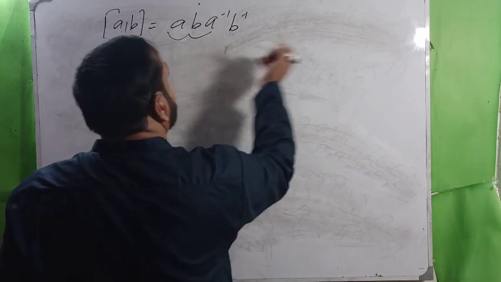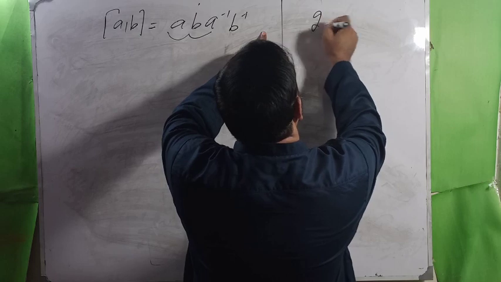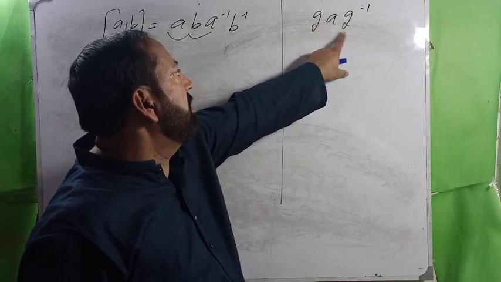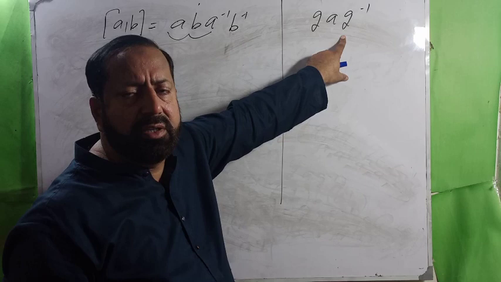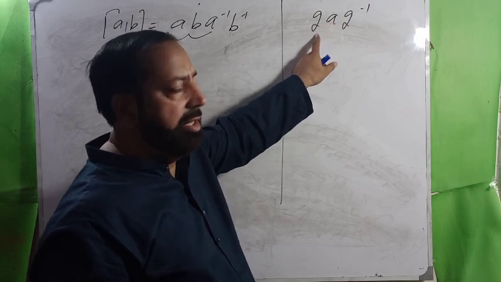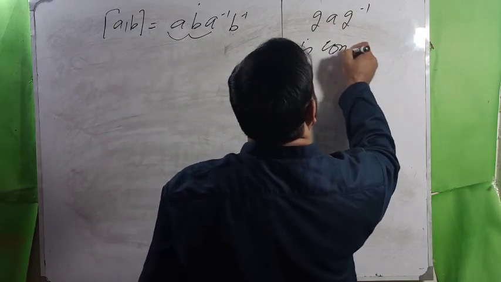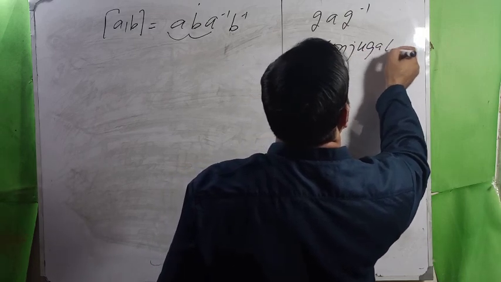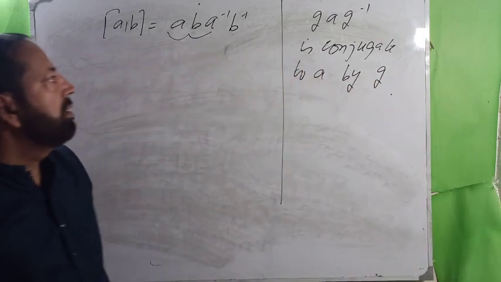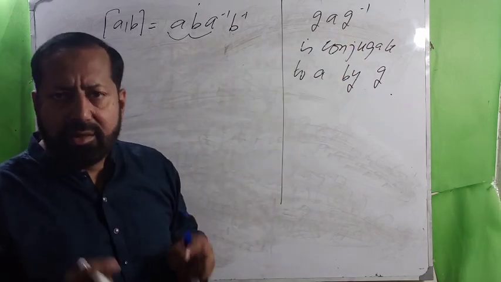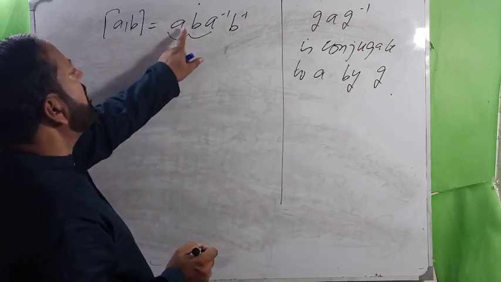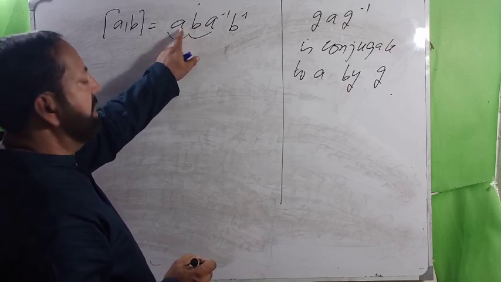So first of all, what is this? G A G inverse is the conjugate of A by G. This element is also an element of G, of course, and this element is in fact the conjugate of A by G. Similarly, this element is the conjugate of B by A.